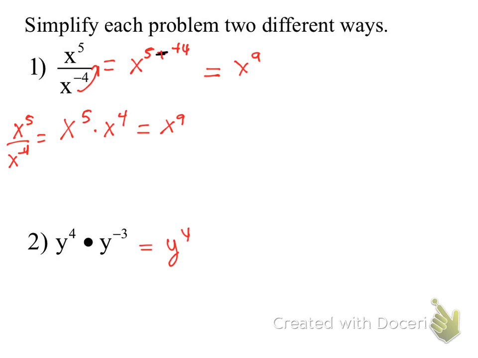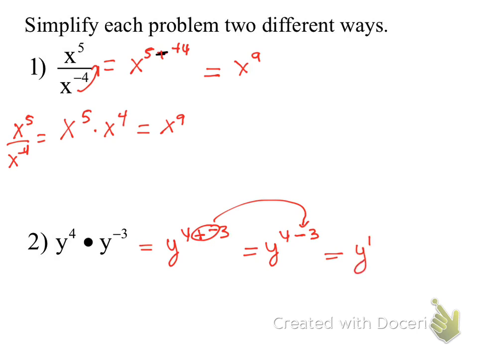Y to the 4th power. What am I going to do here, Nicole? Since it's multiplication, we're going to add or subtract? Add 3. Add negative 3. Now really what that means is y to the 4th power, a positive times a negative is a negative, so those two make a negative. And so that really equals y to the 1st power.